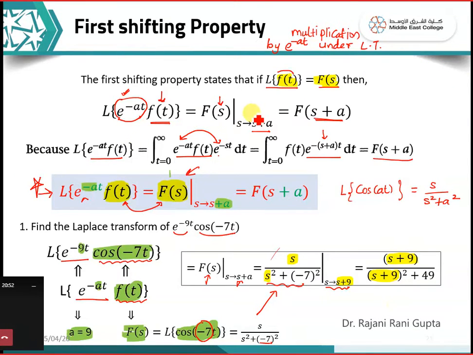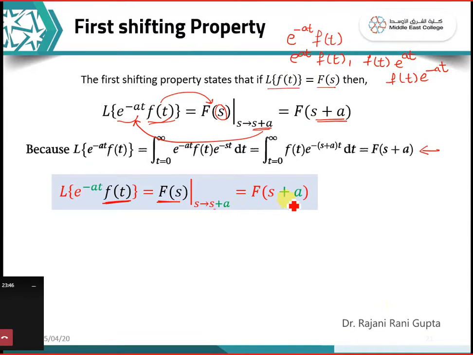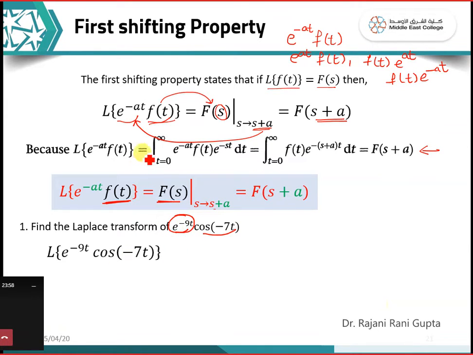So first shifting property, what it states is, just give me a moment. Let me just clear this slide and come back to it. S plus A. So this gives you f of s plus a. So let's take this example. It's a product of two terms, and one of the functions is e power minus at. So we compare it with the given term. When we compare, in place of e power minus at, we have e power minus 9t. In place of f of t, we have cos of minus 7t.